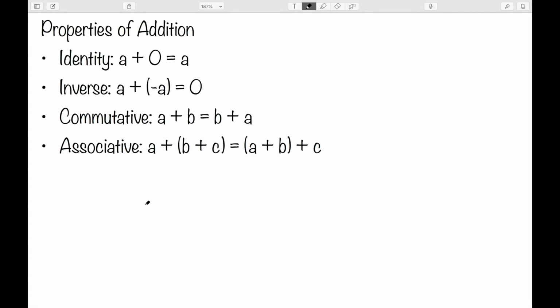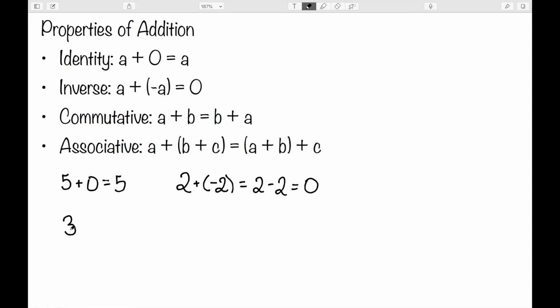And we can do examples of each of these properties to help demonstrate them as well. For the identity property, we could say something like 5 plus 0 is equal to 5. I add a number plus 0 and get back to where I started. The inverse property, we could say something like 2 plus negative 2. Well, this is the same thing as 2 minus 2, which is 0, so this satisfies my inverse property.